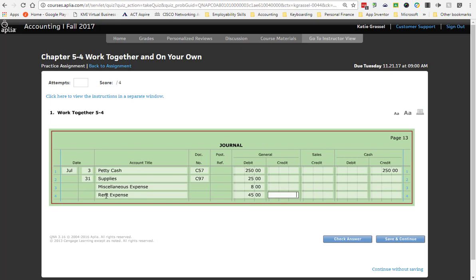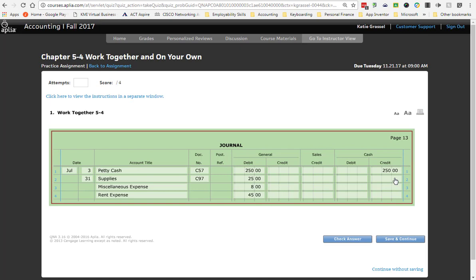Now, I have 3 debits, but I don't have a credit yet. What you should not do is you should not put 25, 8, and 45. Because really, how much are we affecting cash by? It says it in the transaction itself. 78. So I'm going to put one amount into my cash column, and that's going to go on line 2, on the very first line for this transaction. I'm going to put a cash credit right here for 78.